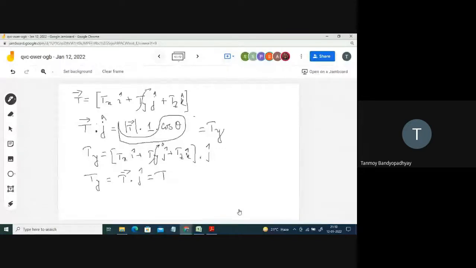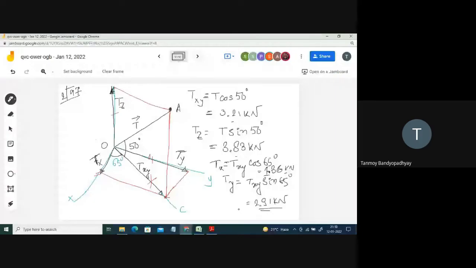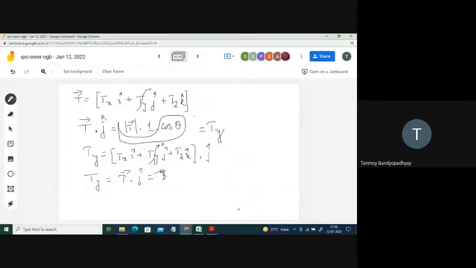So এখানে whatever you have got as ty, so this is the answer, so this is the y direction kilonewton. It's very easy, in the j direction, y direction, whatever is the component, that is the answer itself. For you, you can just take the dot product, দেখো বাকিগুলো ক্যান্সেল হয়ে যাবে, only this term will be remaining, ঠিক আছে?